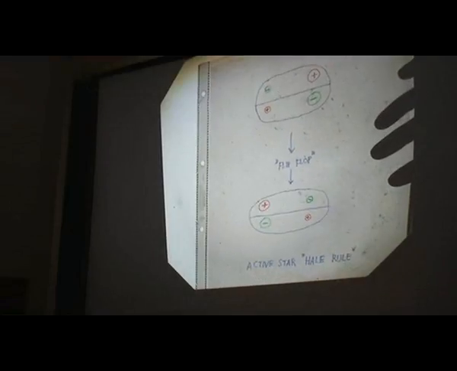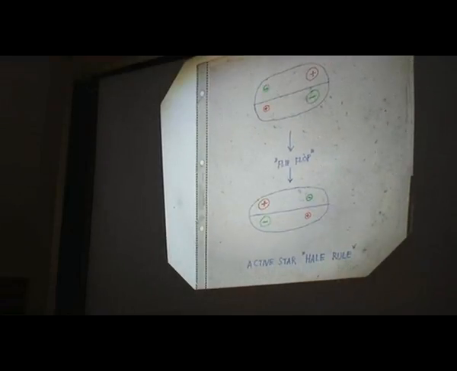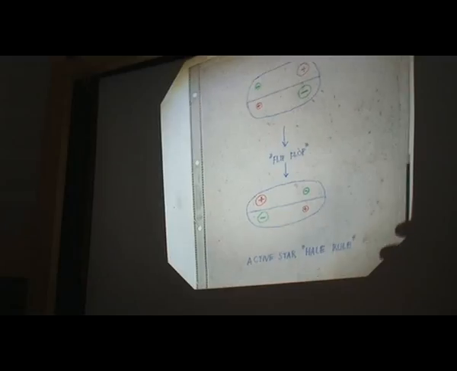And from this I made, some years ago, a theoretical prediction which I called the active star Hale rule. You probably know what the Hale rule is in the sun, the famous sunspot polarity rule. Now it's broken. I close it.